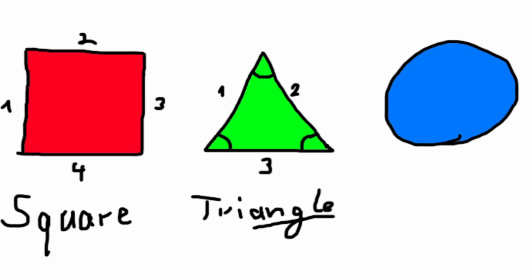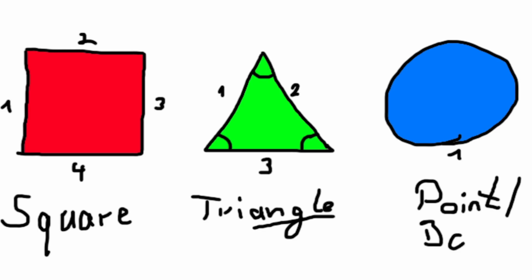Now, what is the last shape called? It has 1 side. That's right, it's called a point. Because it is a point. It only has 1 side. It's round like a point. Or you could also call it a ball if you want to.